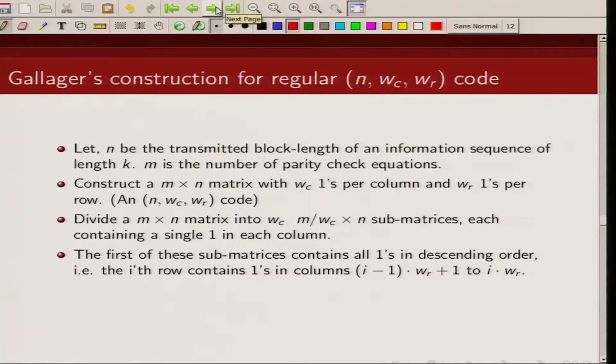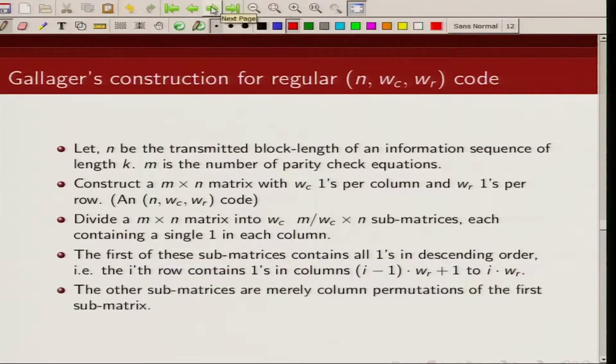Next, you start writing. In each of these sub matrices, you write ones in descending order. The ith row will have ones from location (i minus 1) times WR plus 1 to i times WR. I will just illustrate this.